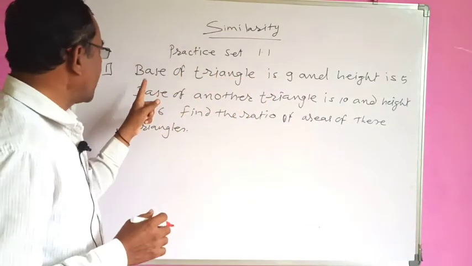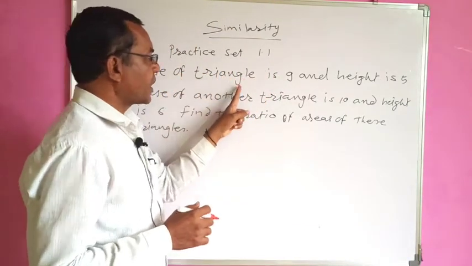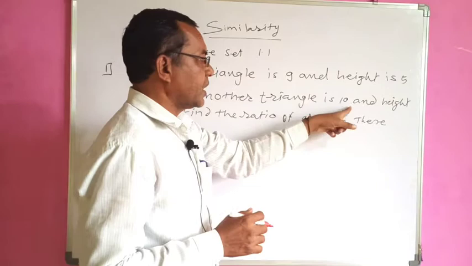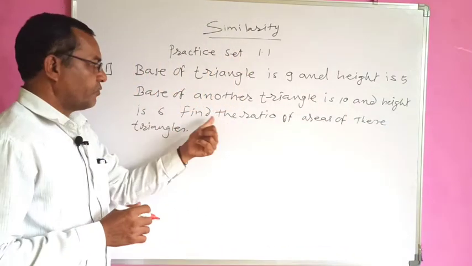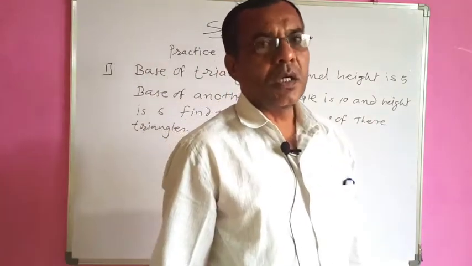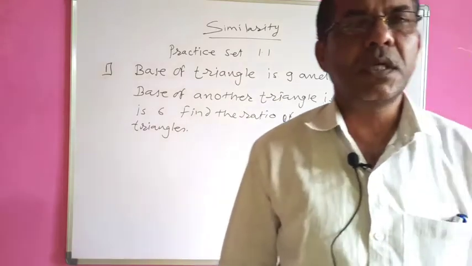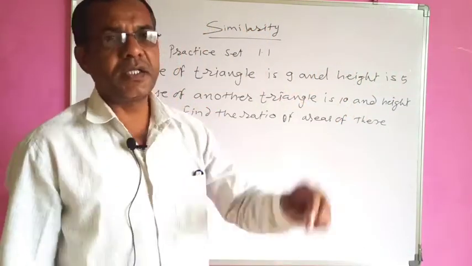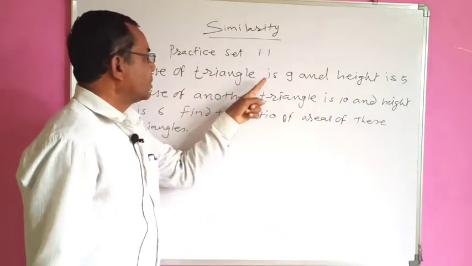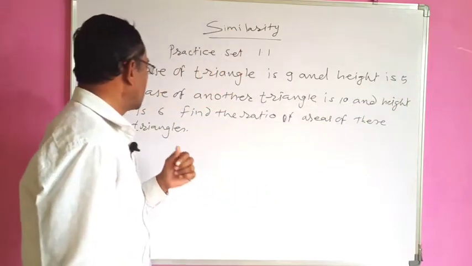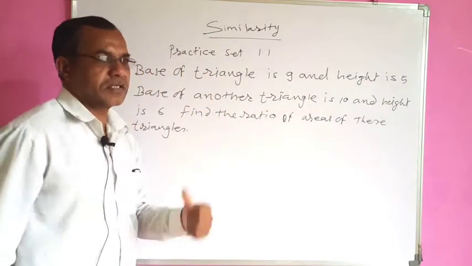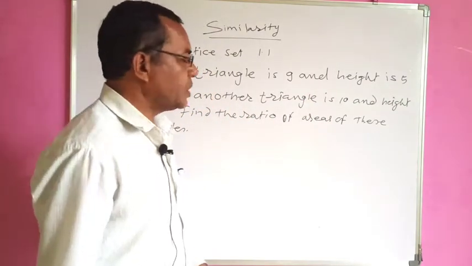The example is that the base of the triangle is 9 and height is 5, the base of another triangle is 10 and height is 6. Find the ratio of the areas of these two triangles. In this example, we have to find the ratio of the areas of two triangles, where the base is 9 and height is 5, and the base of another triangle is 10 and height is 6.